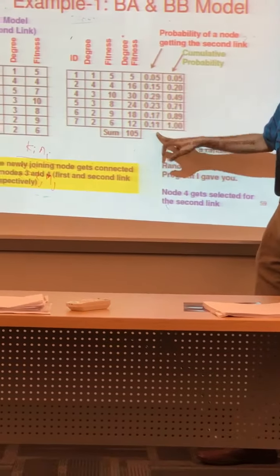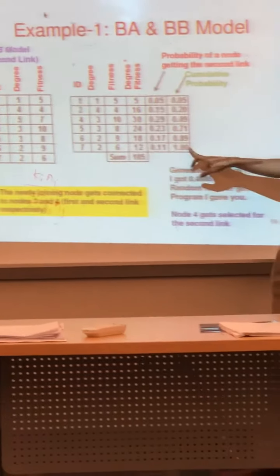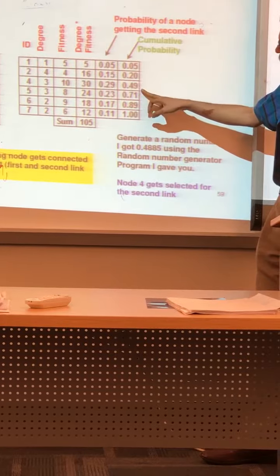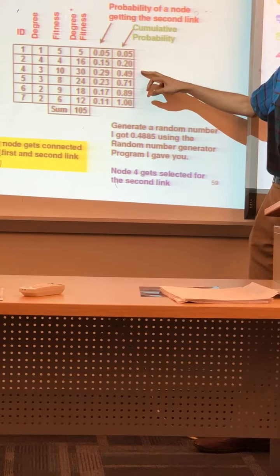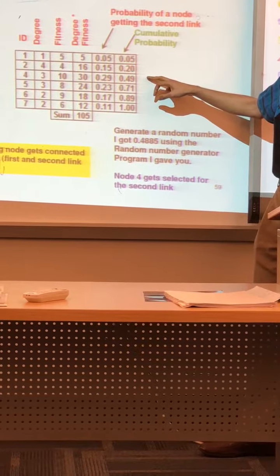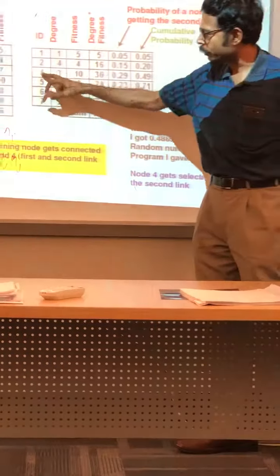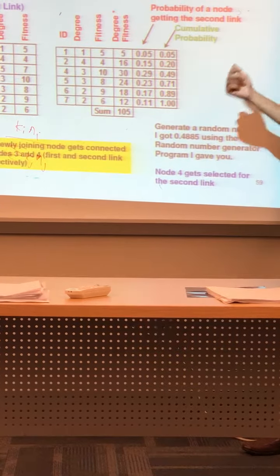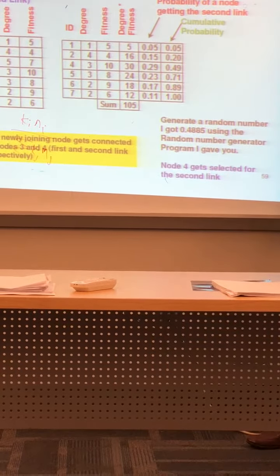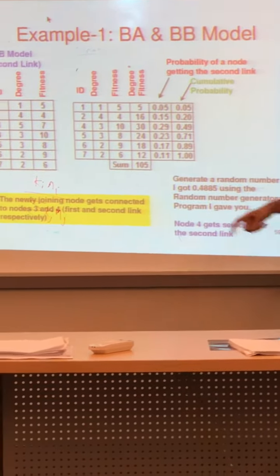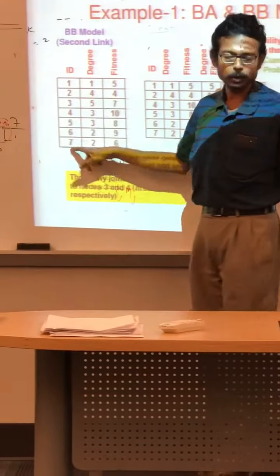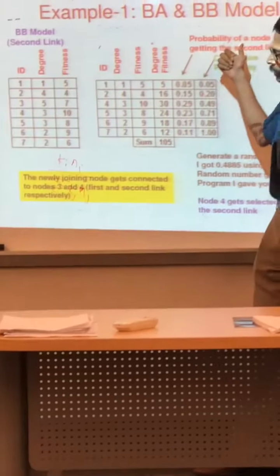Once you get the probability, find the cumulative probability again. The random number, let us say, comes out as 0.4885. So what's the closest and largest value? 0.49, right? Node 4. So node 4 should get the second link. So under the BB model, nodes 3 and 4 got the two links for node 8. Node 8 tries to join the network, and which two nodes among the 7 nodes are chosen for the new link? According to the BB model, it is 3 and 4.